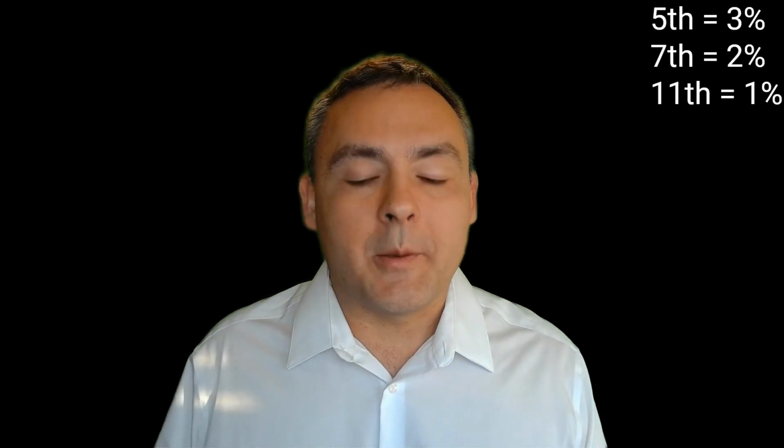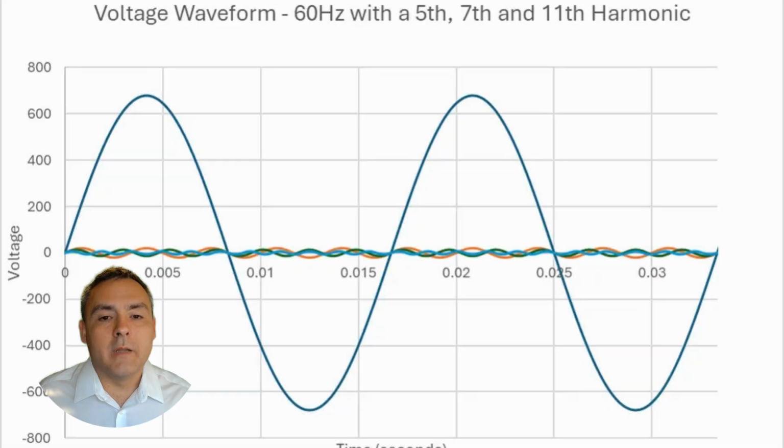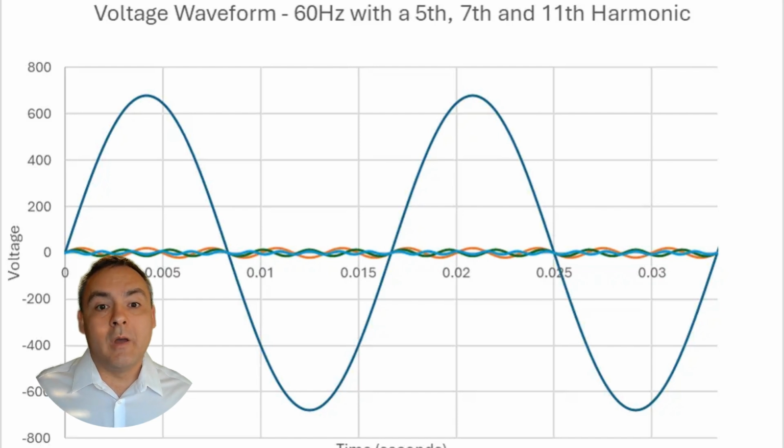Let's start with the fifth harmonic. I have the fundamental still in at 480 volts AC RMS, and I have shown the fifth in at 3% of that, or 14.4 volts RMS. Notice how for one period at 60 hertz, this 14.4 volt waveform will have 5 periods. Now let's look at the 7th and 11th, which we're saying are 2% of the fundamental and 1% of the fundamental respectively. This is a plot of those four waveforms.